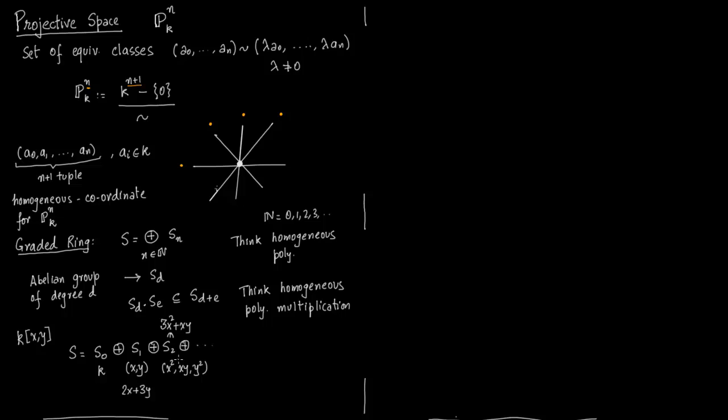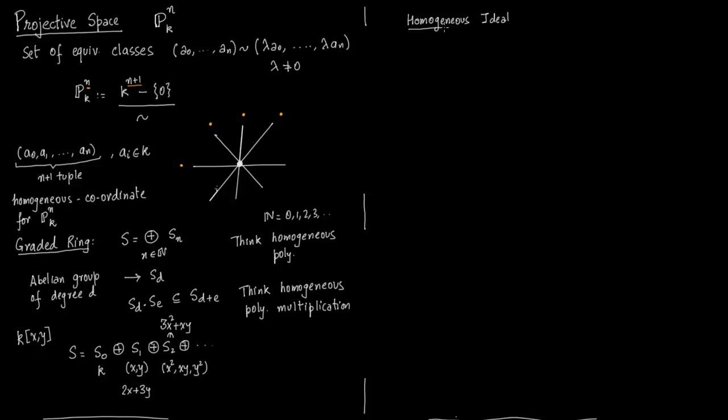You can think of, yeah. And then you see, you multiply two polynomials, 2x plus 3y times 3x squared plus xy. So you should land up in S3. Obviously, you multiply it together. You multiply two homogeneous polynomials, you get a homogeneous polynomial, and you can prove these facts if you want to.